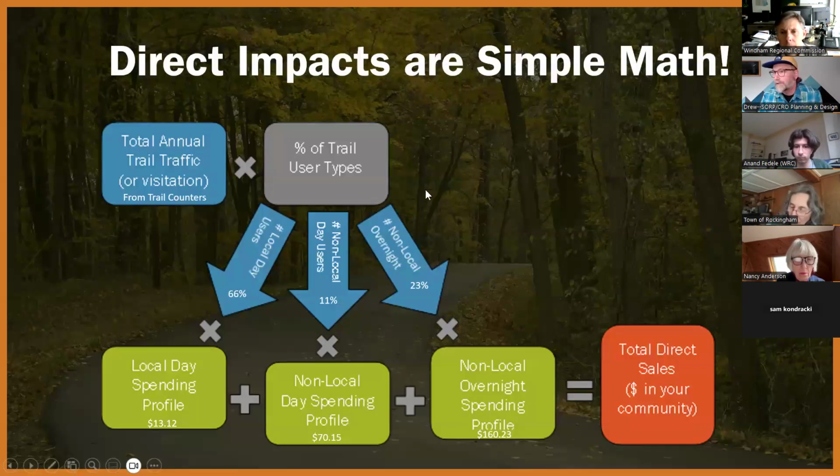And like I said, just kind of showing some numbers in here of how it can be simple math. If you get that total trail traffic, you can use it as a tourism-oriented system. You just say 66% of them were local day users, 11% were non-local, and 23% were overnight visitors. I give you that number for each one of them. You can just do some simple math to get that total direct impact and start to have a conversation with the select board about it, for example.